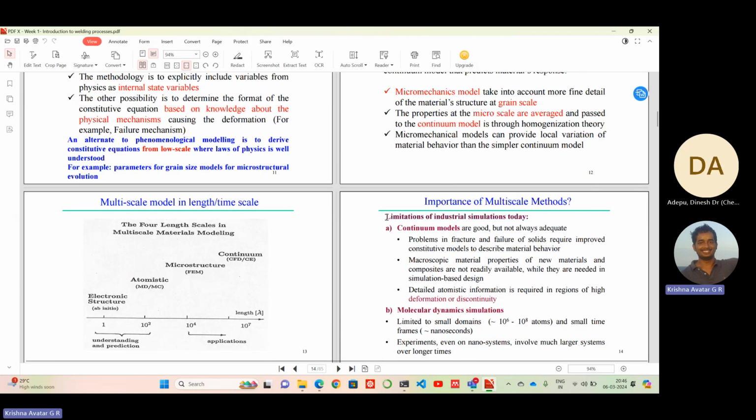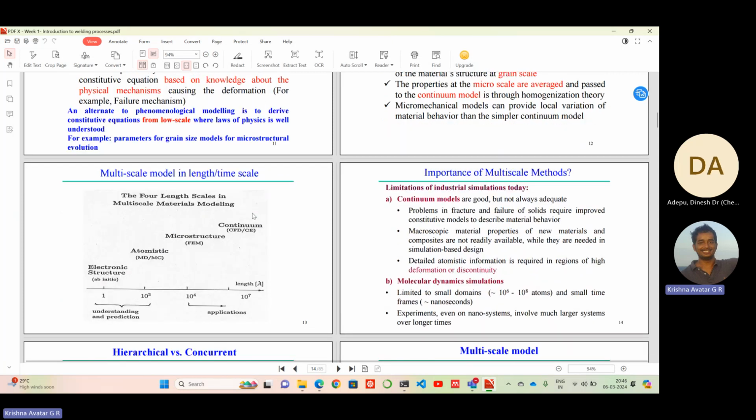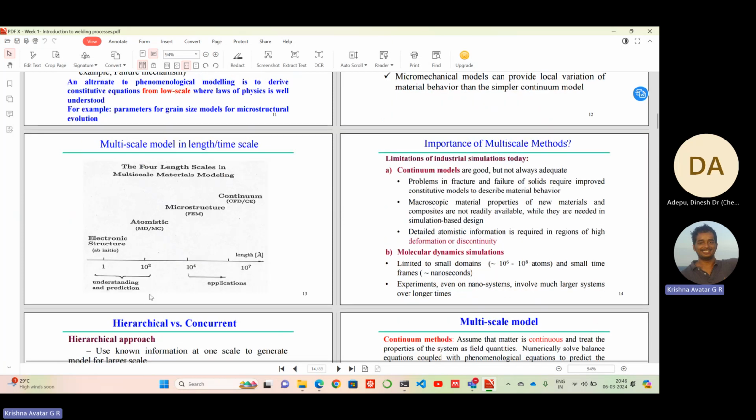Okay, and then there are all these multi-scale models. So there are different levels of studying a problem, right? Based on some length scale, in this case the axis gives us angstroms. So for electrons, if it is of the order of 1 angstrom, then we have to do something called electronic structure or ab initio.